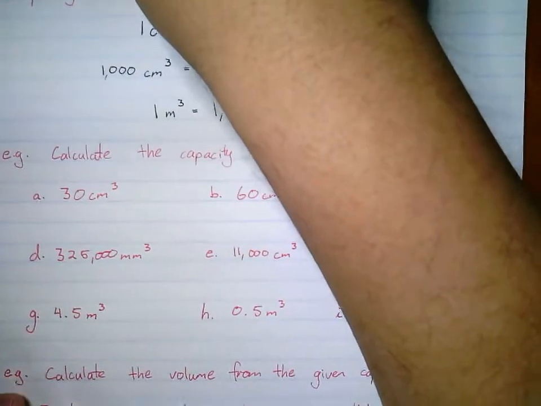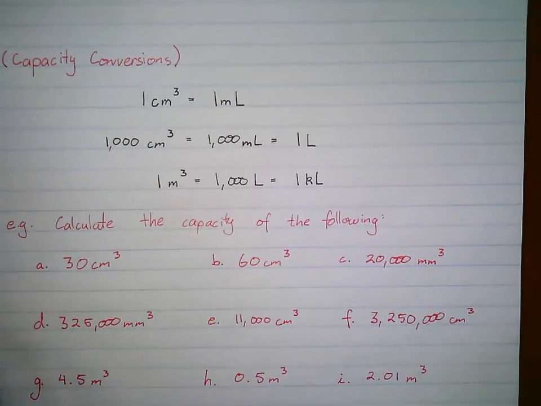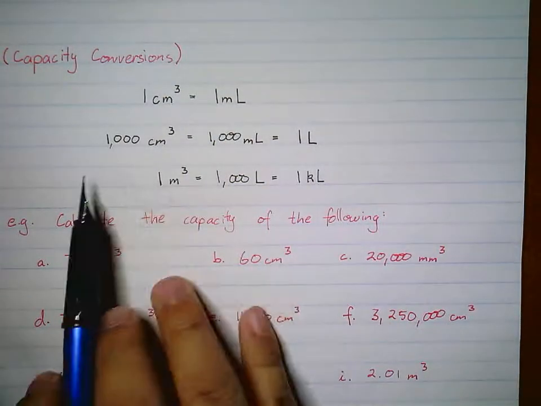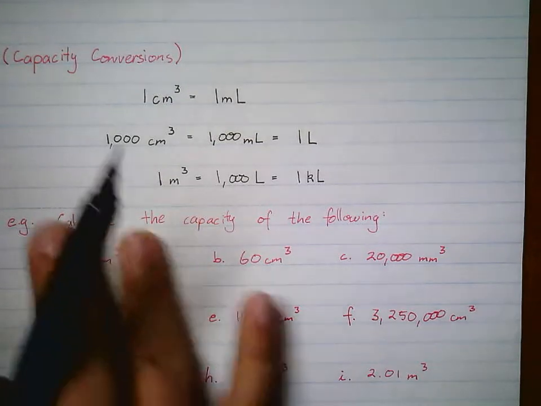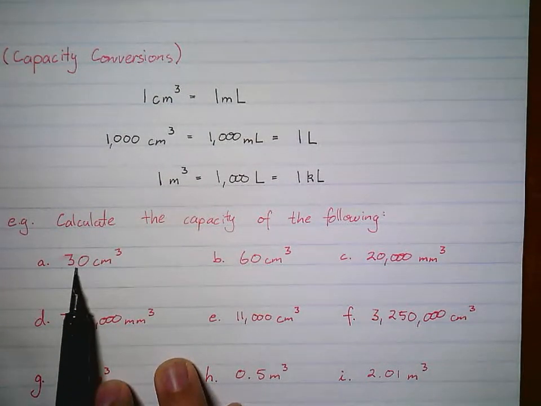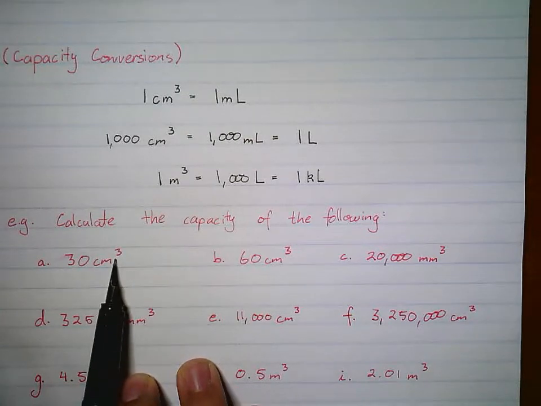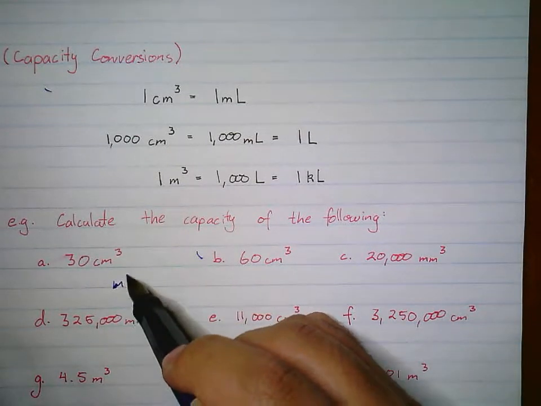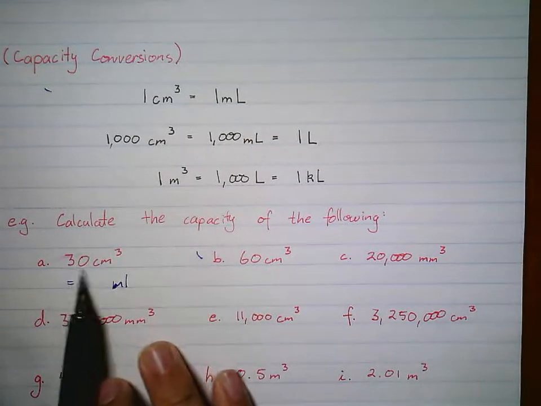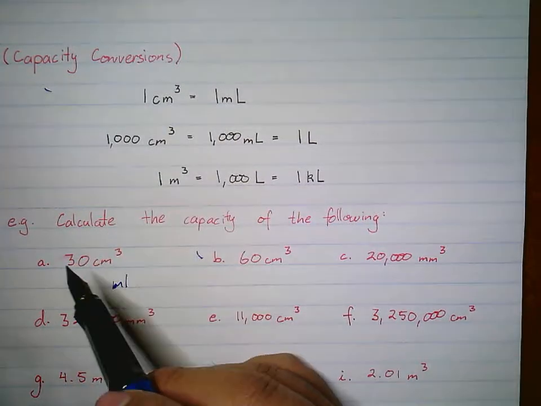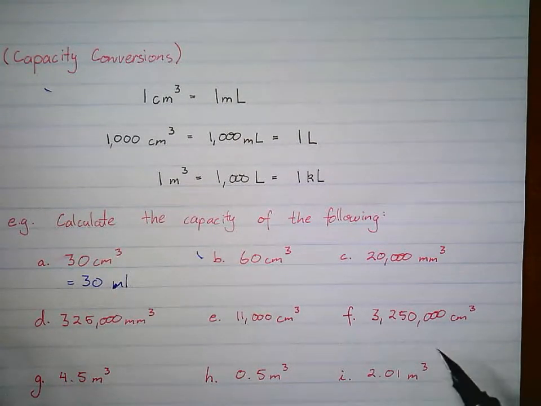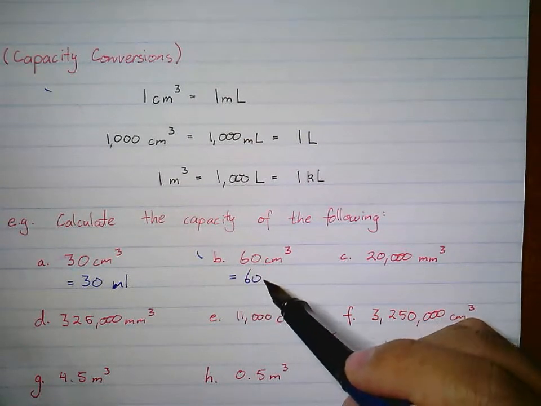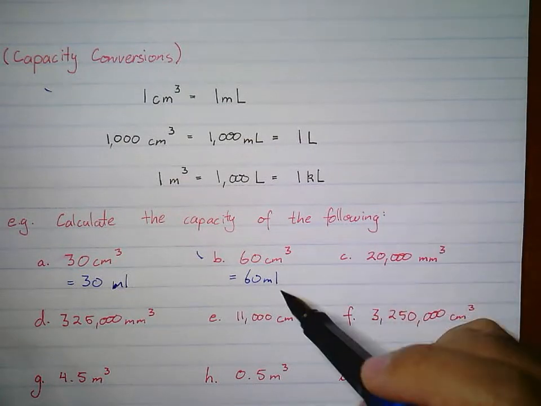So in these examples, we will look at finding first the capacity of the following. Okay, so since we have the chart here, it'll be very simple to convert these units. So 30 centimeter cubed, we want it to be the capacity. So we want this to be measured in mil. So 30 centimeter cubed is actually 30 mil, which means 60 centimeter cube is 60 mil. Sorry, that should be milliliters.